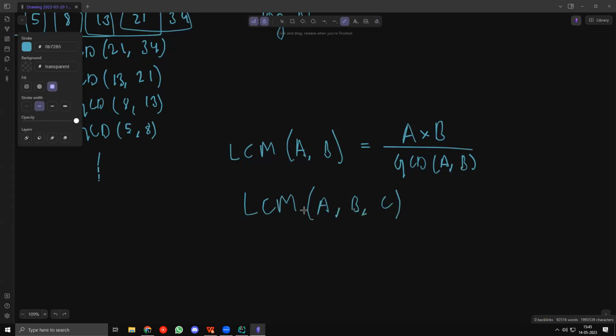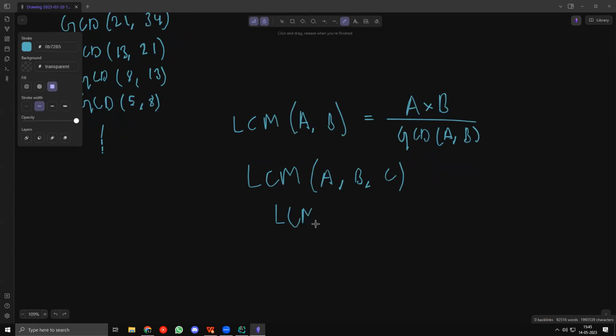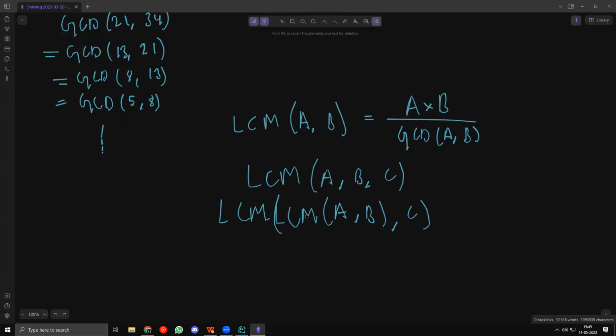Then what you do is first take the LCM of A comma B, and then you take the LCM of A comma B comma C. Like you take the value LCM of A comma B, and you put that in the LCM with C, right? So these two will be the same thing, but this is the only way you can do LCM.